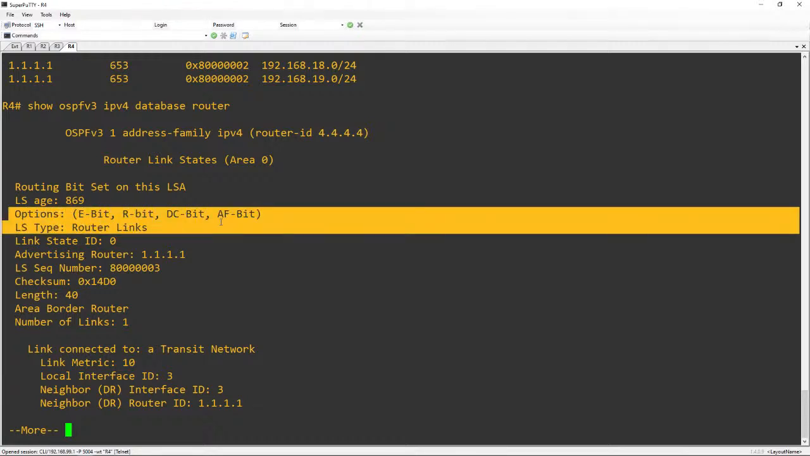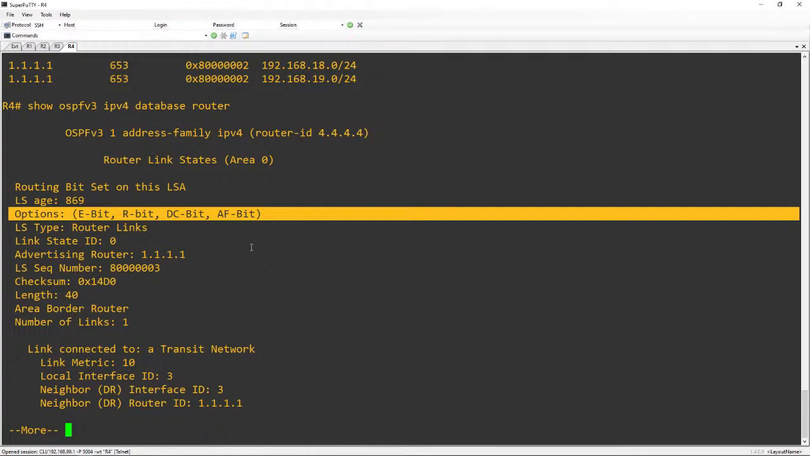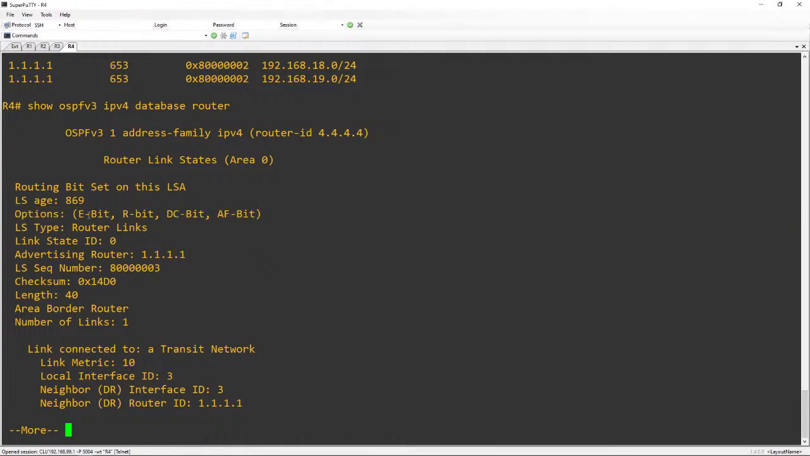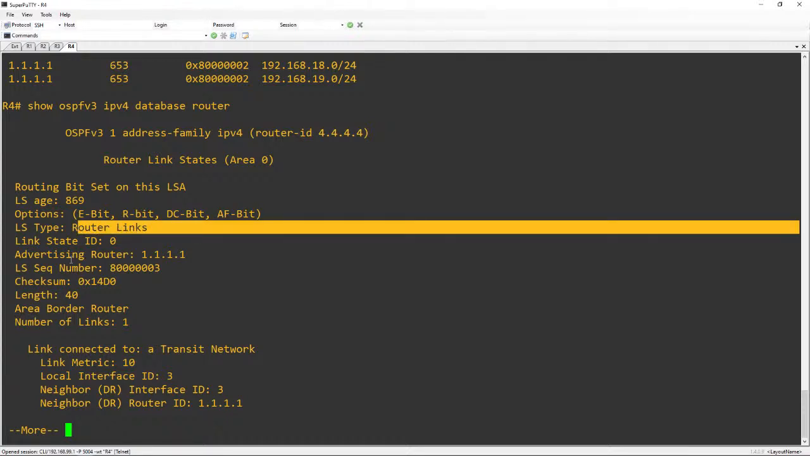These are the options that describe what the router's capable of. We talked about this a little bit earlier. External bit means it's capable of injecting external routes. The R bit has to do with the DBD synchronization. The AF bit is the address family bit, and so on. These are type 1 LSAs.